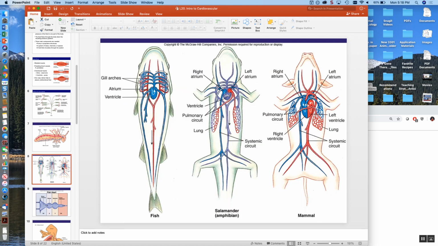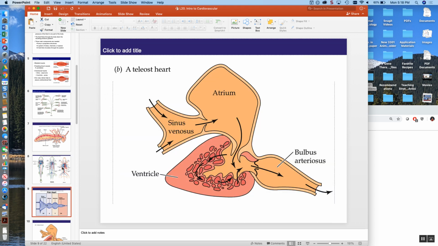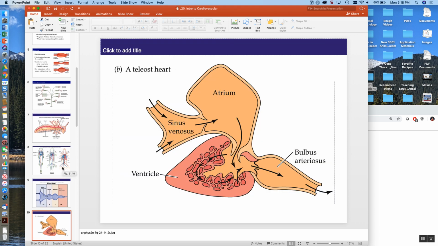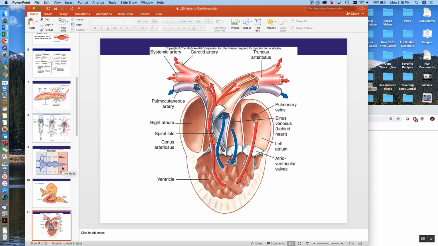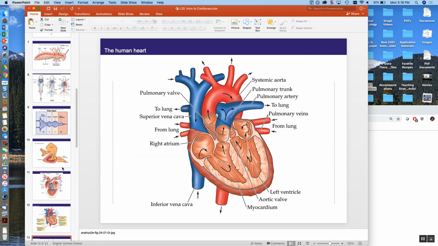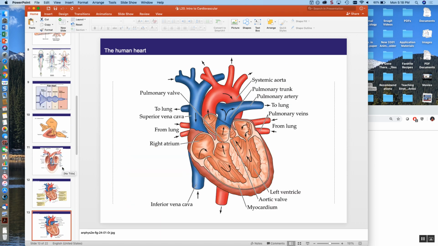Fish have 2 chambers to their heart, right? They have an atrium and 1 ventricle. Amphibians have 3 chambers, 2 atria and 1 ventricle. But this is where we really wanted to concentrate. So, mammals and crocodiles and birds, they all have 4 chambered hearts. Crocodiles are more similar to birds now, we know that, than alligators, which is interesting. Alligators still have 3 chambers.